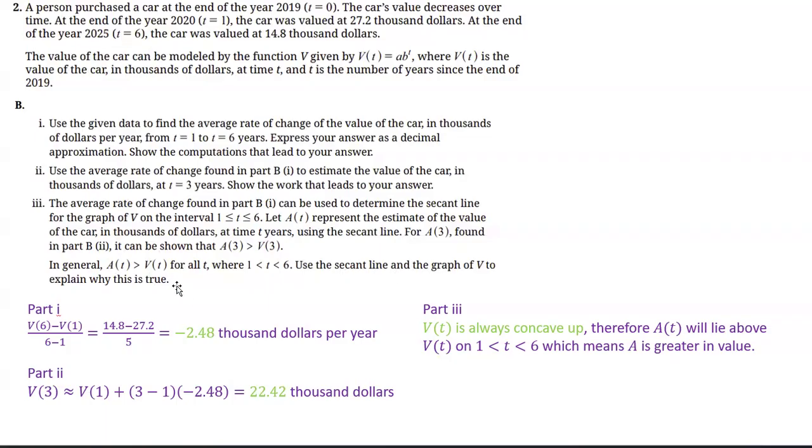So this is pretty much true in every year. Basically, the function V is concave up, that is the concept. Because it's concave up, the secant line will always be above the function. So A is greater than V. This I can even draw real quick.